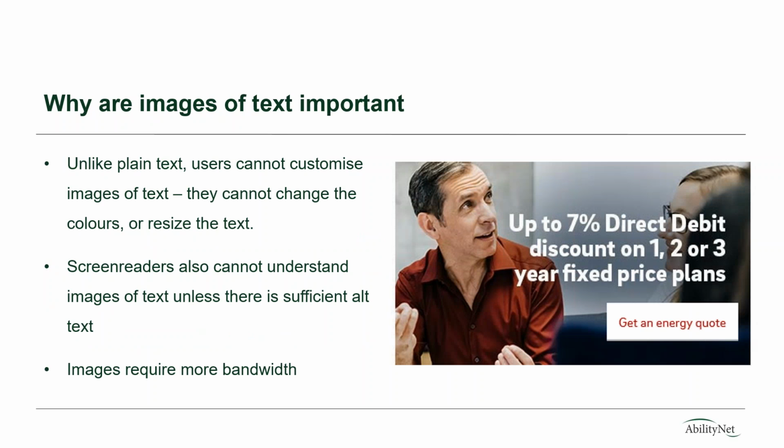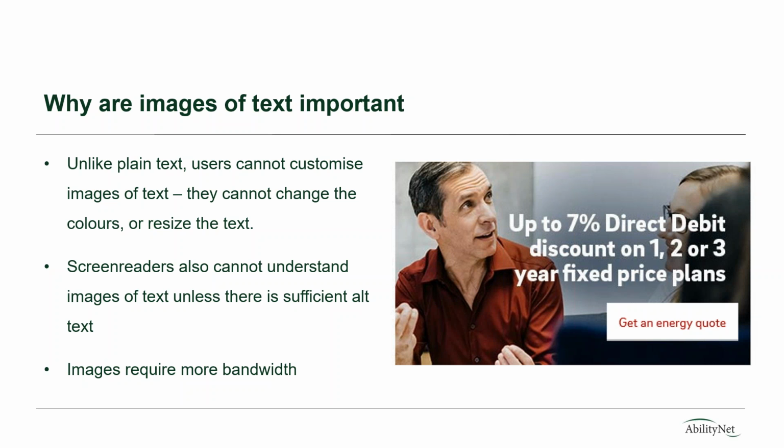So why is this important? Well, unlike plain text or CSS style text, users cannot easily customize images of text. They cannot increase the text size, they cannot change the colors, and screen reader users cannot read images of text unless they have sufficient alternative text provided for them, which requires more work for content writers and editors. Images also require more bandwidth. That's not an accessibility issue, but it is something to bear in mind.